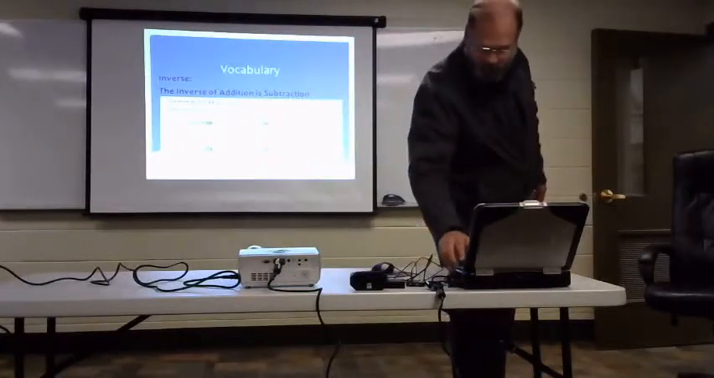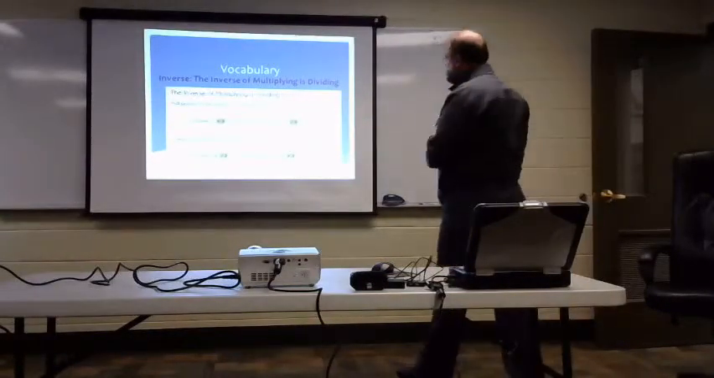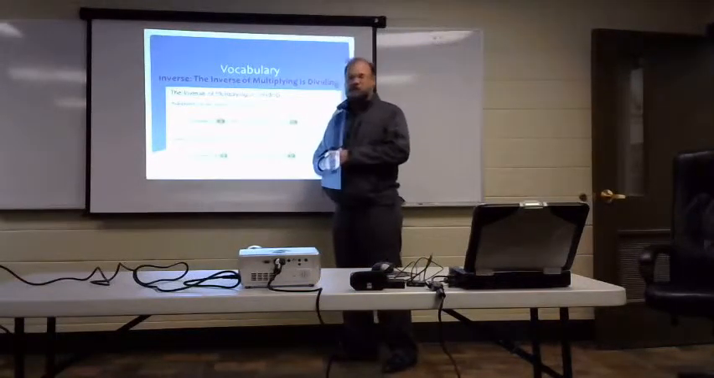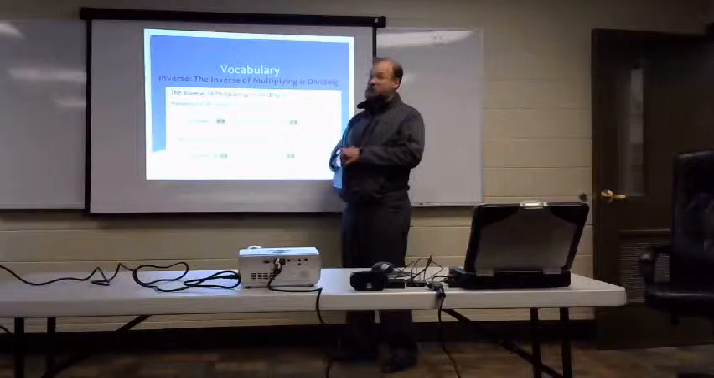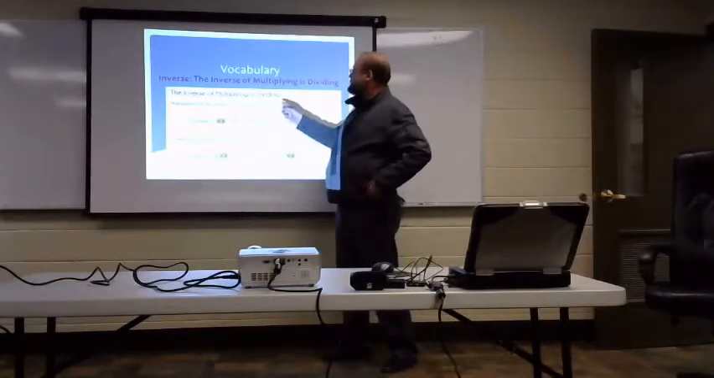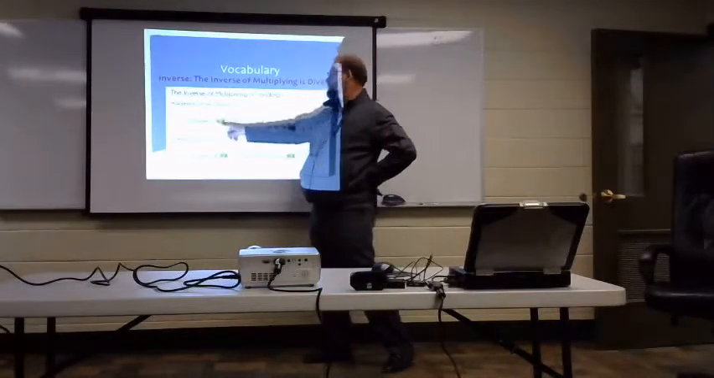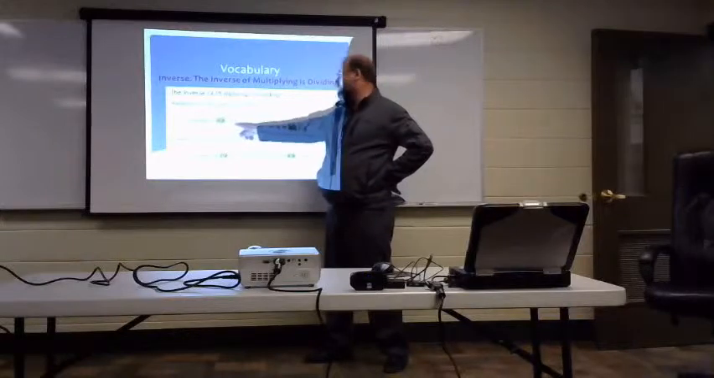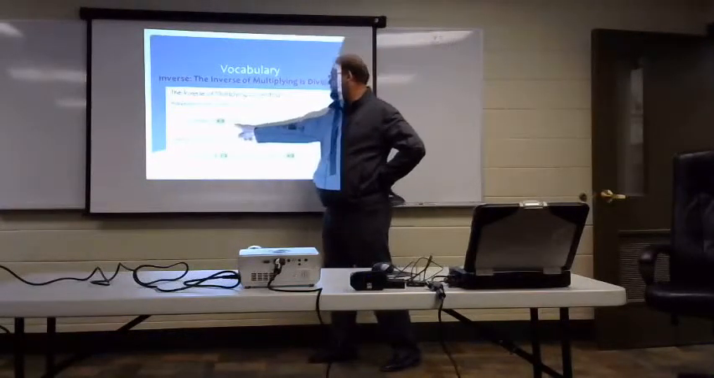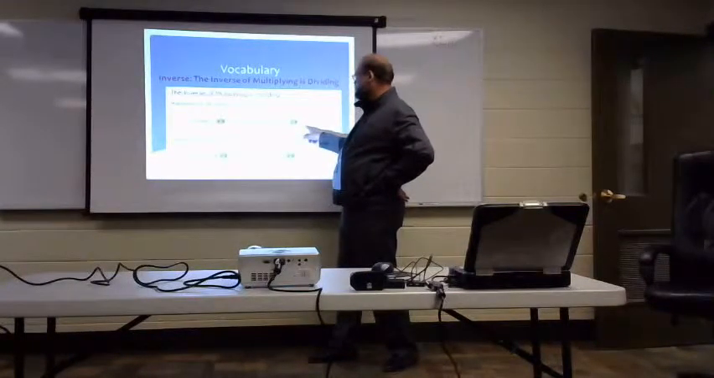Next vocabulary word. The inverse of multiplying is dividing. Here's a funny one for you: bacteria are the only creatures on earth that can multiply by dividing. I can't do that, can you? So the inverse of multiplying is dividing. Multiplying can be undone by dividing. For example, 5 times 9 is 45. The reverse of that is 45 divided by 9 gives us 5.